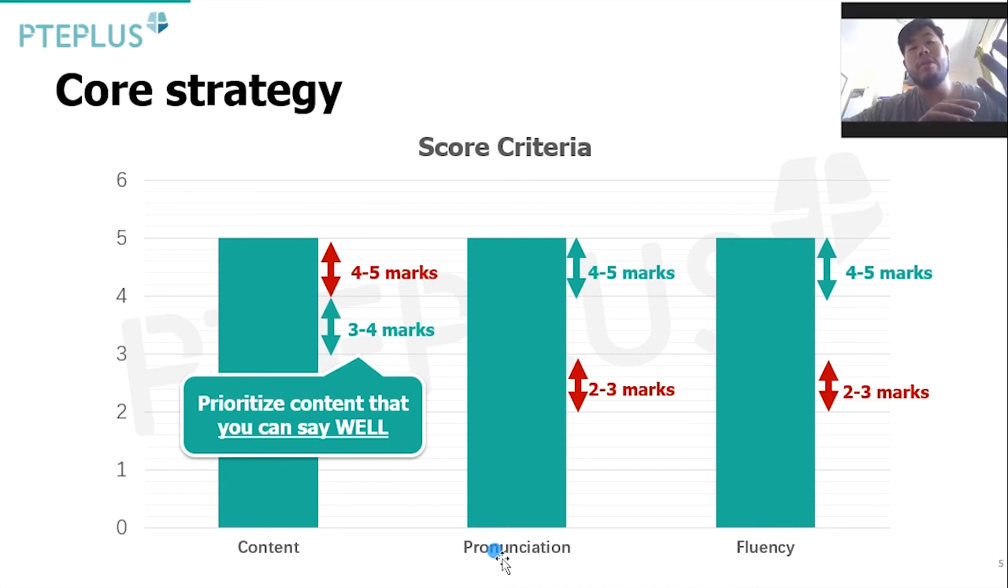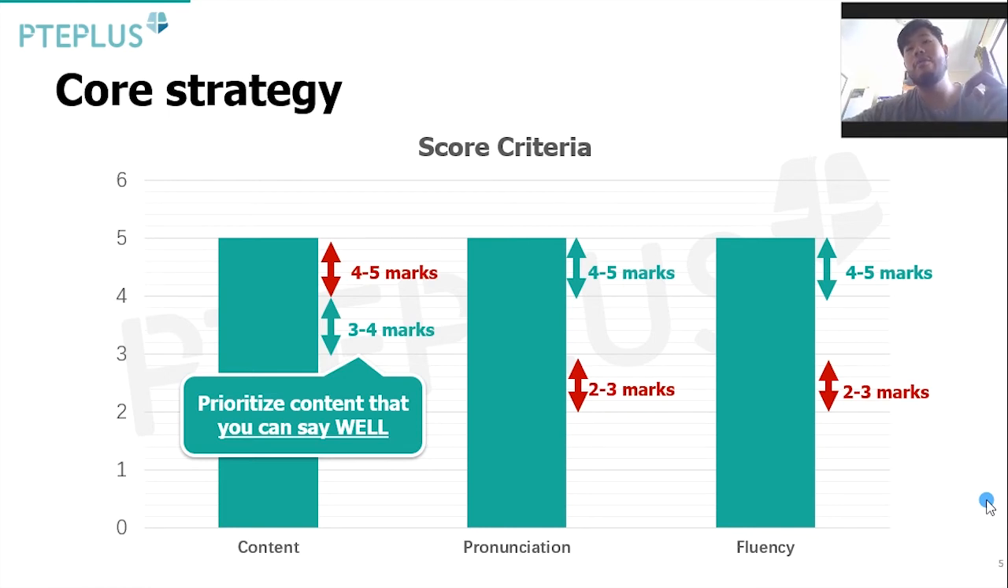Now, if we focus on content, if we focus on saying as much content as we can, we might get 4 to 5 in terms of content, but for pronunciation and fluency, we'll be stuck at between 2 to 3, giving us a much lower total score.